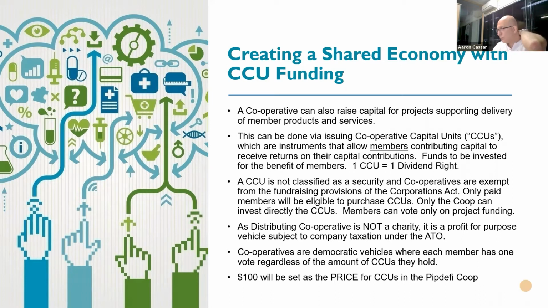A distributing cooperative is not a charity. It can issue dividends, and cooperatives are democratic vehicles where each member has one vote regardless of the amount of CCUs, right? And a CCU as a cooperative capital unit can be purchased through the cooperative. People can pay for that in fiat currency or in cryptocurrency in the cooperative we're going to be launching, and one CCU equals one right to dividends.